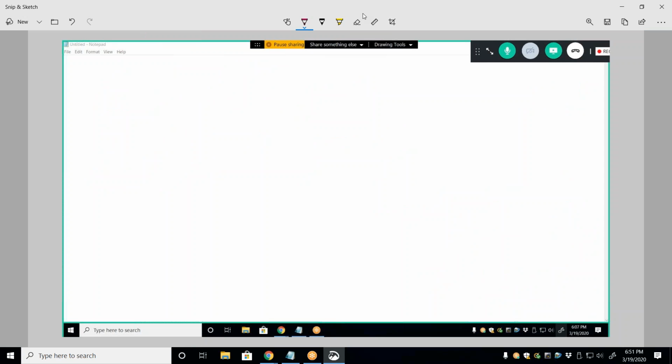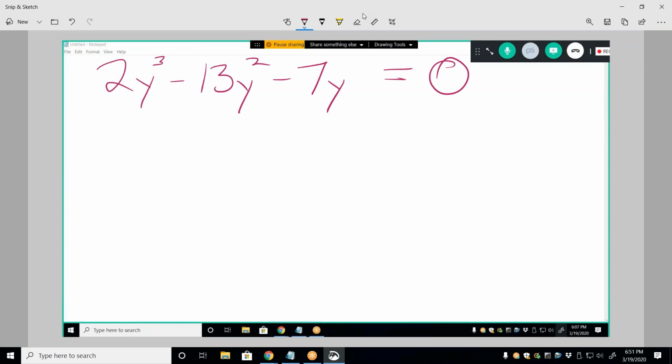So the next question is 2y cubed minus 13y squared minus 7y equals 0. Okay. They have not taught you how to factor a cubic. So there must be something special about this that we can do. What is it? Well, we can pull out a y. Okay, let's do it and see what we got.